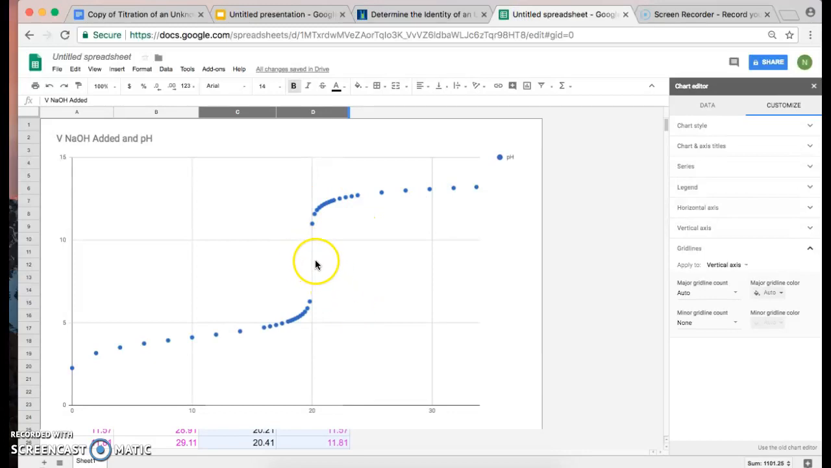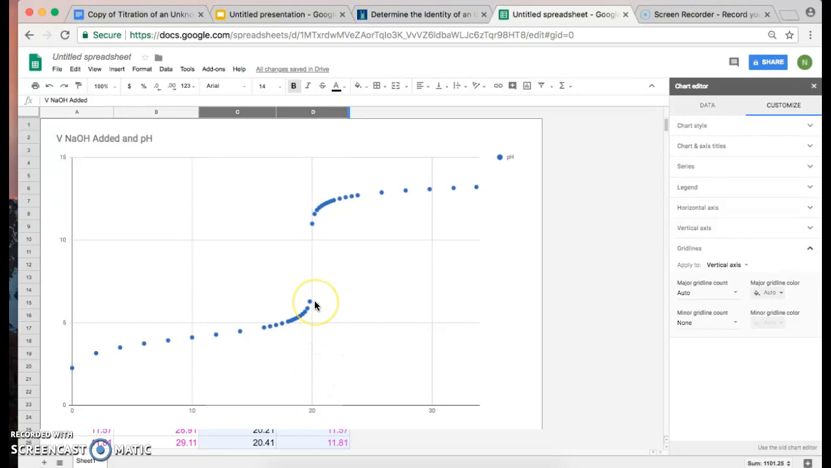So just to recap, I used the equivalence point, which I had to take the average of the 2 points above and below the equivalence point to find the volume at the equivalence point. And then I used that information to solve for the molar mass. Next thing we're going to solve for is the pKa.